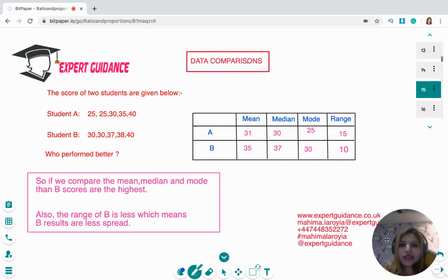Now, this is how our table looks. The mean for data A is 31, median is 30, mode is 25, range is 15. For B, it is 35, 37, 30, and 10. Now, if you compare the mean, median, and mode, we can see that B is higher than A. So it means that B's scores are the highest. But if we look at the range, A's range is greater. It means that A's data is more spread, and the scores of B are not as spread as compared to A. So this is how we compare the data using mean, median, mode, and range.